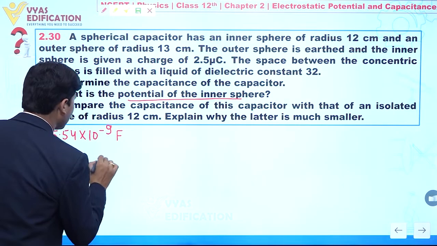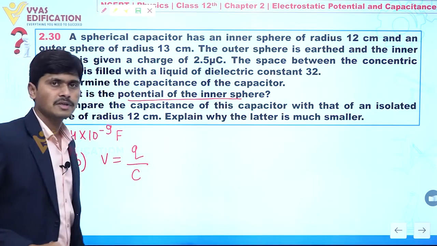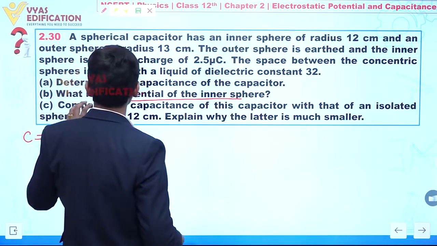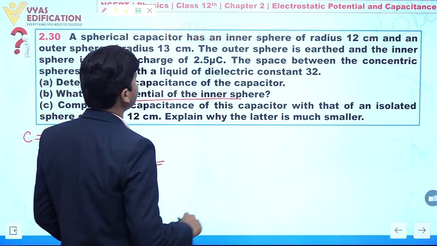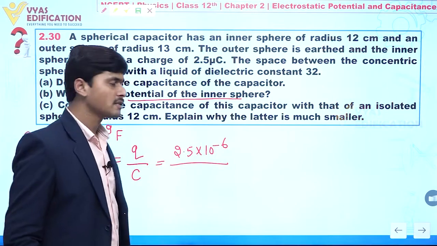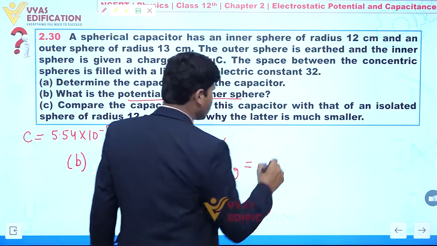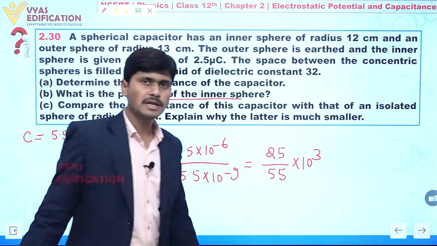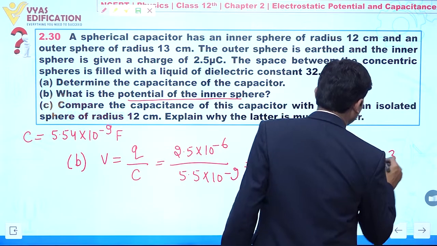So the potential of the inner sphere is given by Q divided by C, because we know Q equals CV. The objective is to calculate the potential of the inner sphere. The value of Q is given as 2.5 microcoulomb, and the value of capacitance is 5.5 into 10 to the power minus 9. So from here we get 25 divided by 55 into 10 to the power 3, which is 5 divided by 11 into 10 to the power 3.